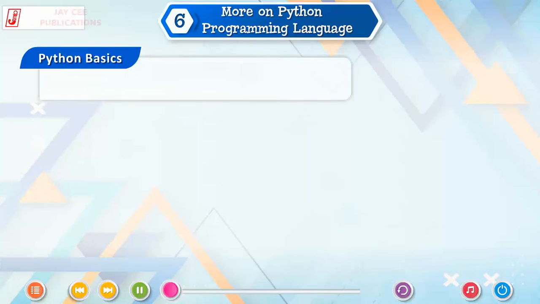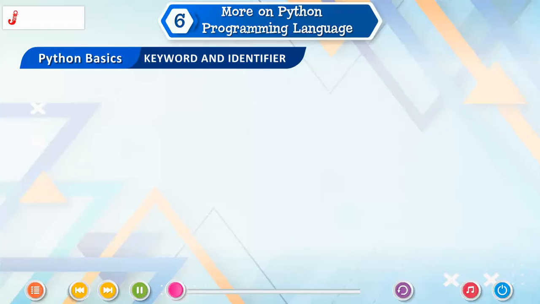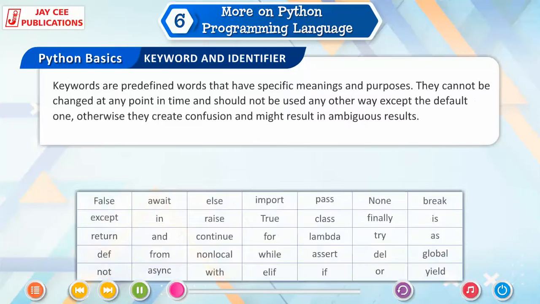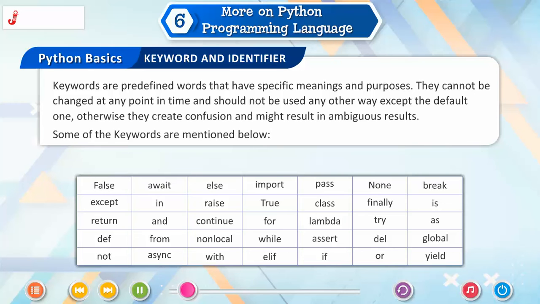Python Basics. Some basic Python syntaxes which can help us in writing codes in Python language are discussed below. Keyword and identifier. Keywords are predefined words that have specific meanings and purposes. They cannot be changed at any point in time and should not be used in any way except the default one, otherwise they create confusion and might result in ambiguous results. Some of the keywords are mentioned below.